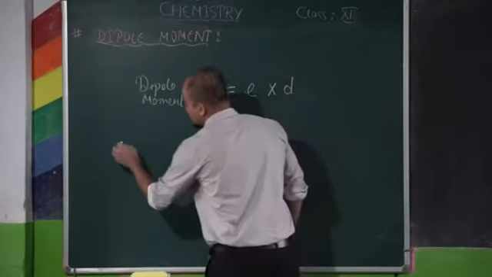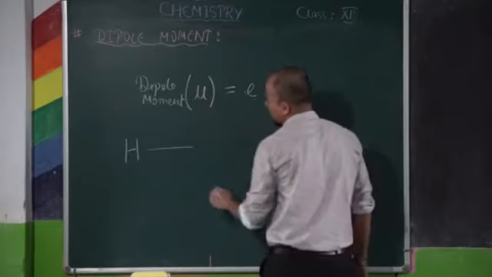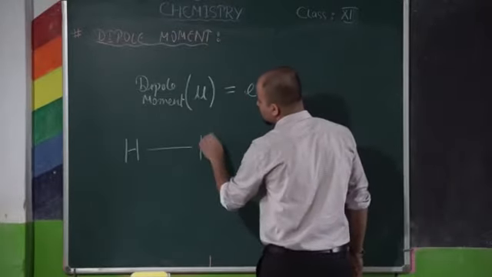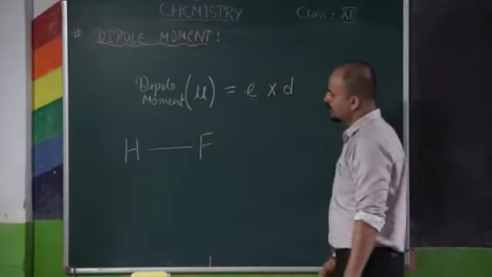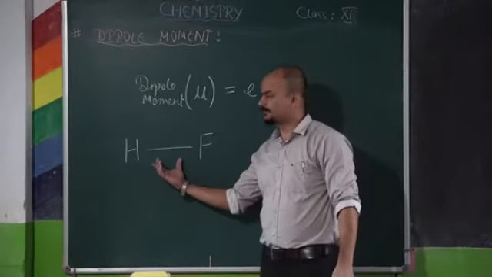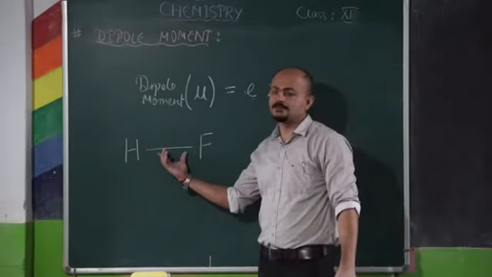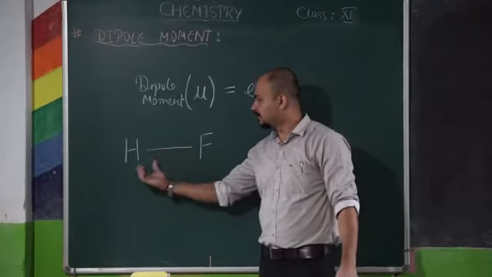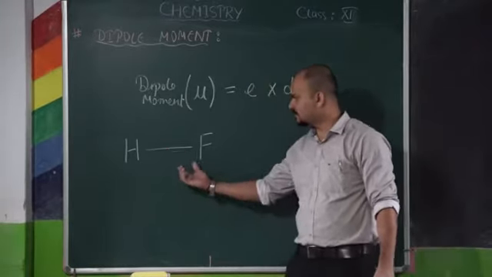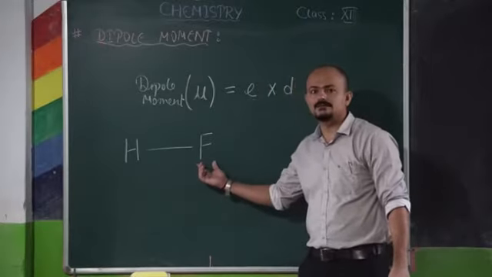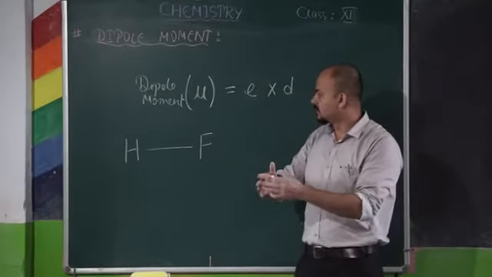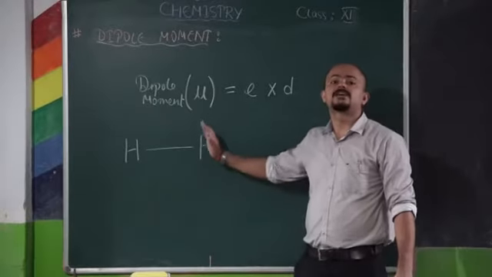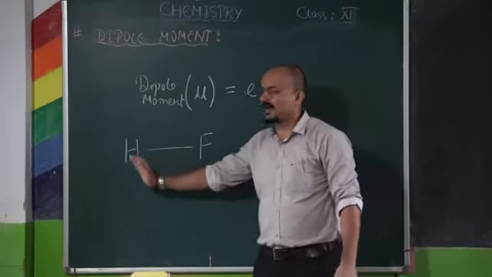Let's take a diatomic molecule, HF. Now in this HF, this is a covalent bond. This is formed by sharing of electrons. And here, the electronegativity difference between hydrogen and fluorine is not the same. Fluorine is more electronegative than hydrogen.